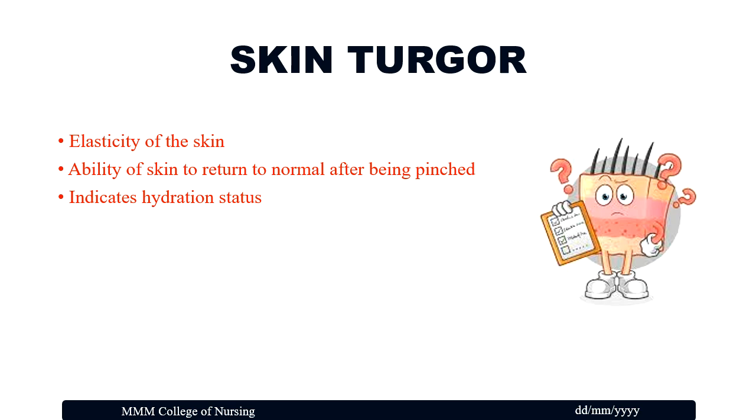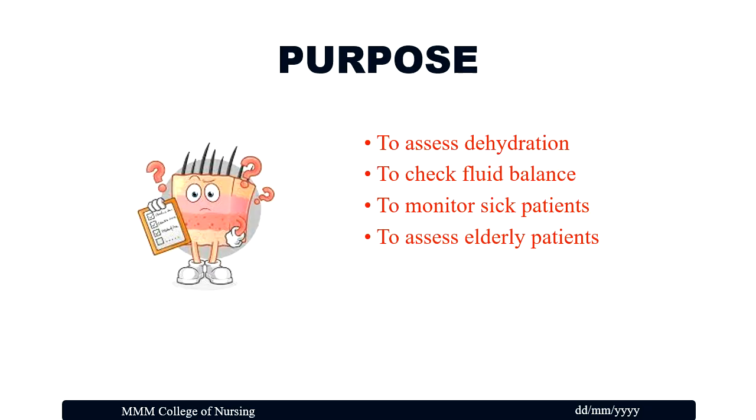Skin turgor is nothing but the elasticity of the skin, the ability of the skin to return to normal after being pinched, and it indicates hydration status. When we pinch the skin and release it, it should quickly return to its normal position. This helps us assess dehydration. What are the purposes? Skin turgor is mainly used to detect dehydration. It is especially important in children, elderly patients, and patients with vomiting and diarrhea.